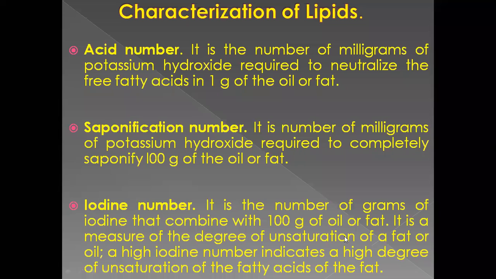Means for 100 grams of oil or fat, to determine the degree of unsaturation, that means how many double bonds are there in the structure. To determine this, we have taken 100 grams of oil or fat. So this will determine the degree of unsaturation of fat and oil. A high iodine number indicates a high degree of unsaturation. The higher the iodine number, the higher the degree of unsaturation of the fatty acids of that fat.